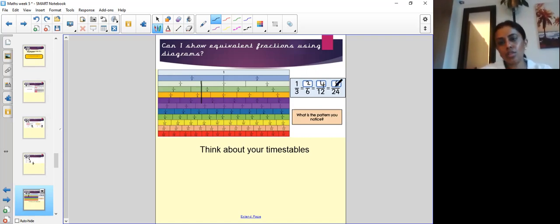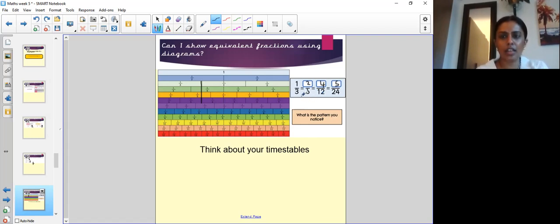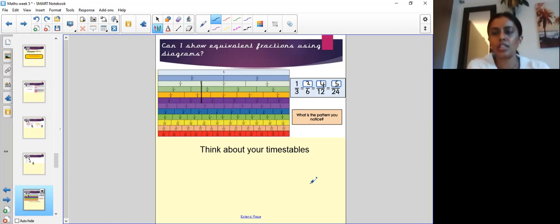So you can also see that what's happening to the denominator is it's in the 3 times table. We're going 3 and 6. They're both in the 3 times table. So you can see that's how you can also use your times tables in order to help you.